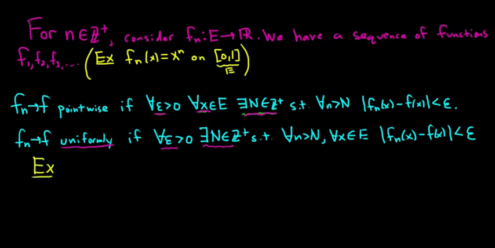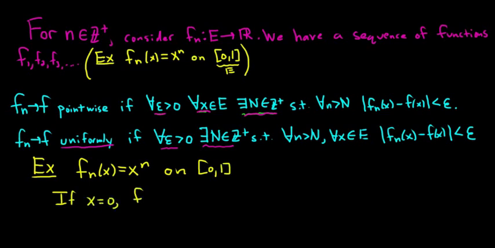Before we stop the video, maybe I'll do a quick example, and we won't prove it. Maybe in the next video we'll prove it. Let's say we have the example from above, f sub n of x equals x to the n on [0, 1]. So let's investigate the convergence of this sequence. If x is 0, then we have f sub n of 0 equals 0 to the n, which is equal to 0. So it should converge to 0.